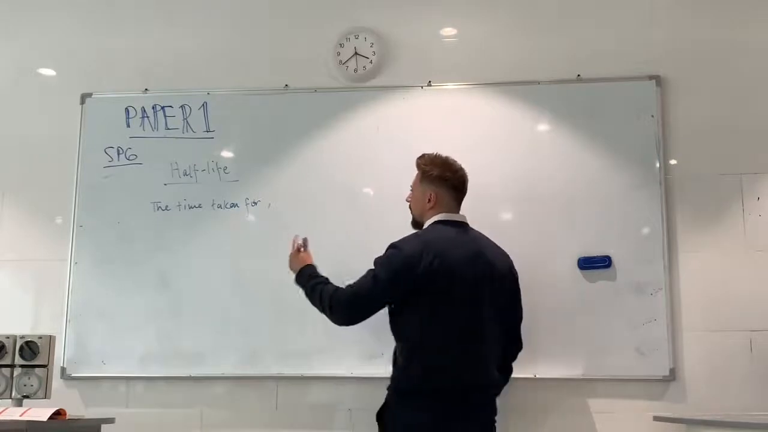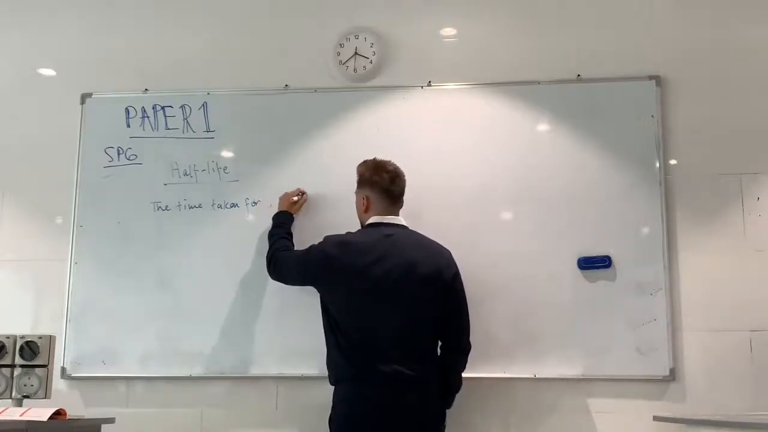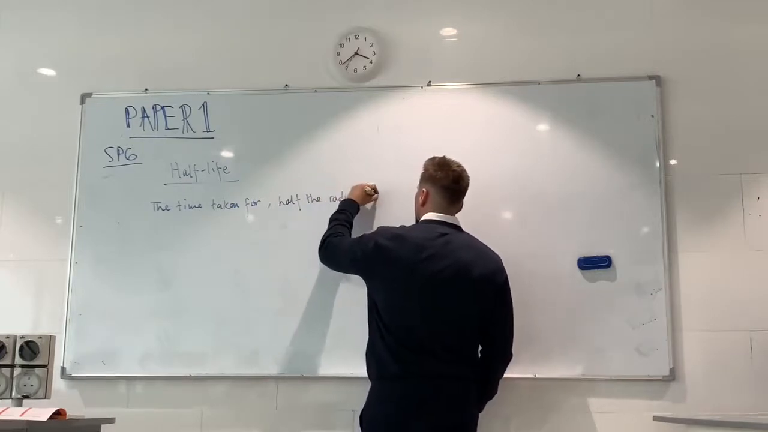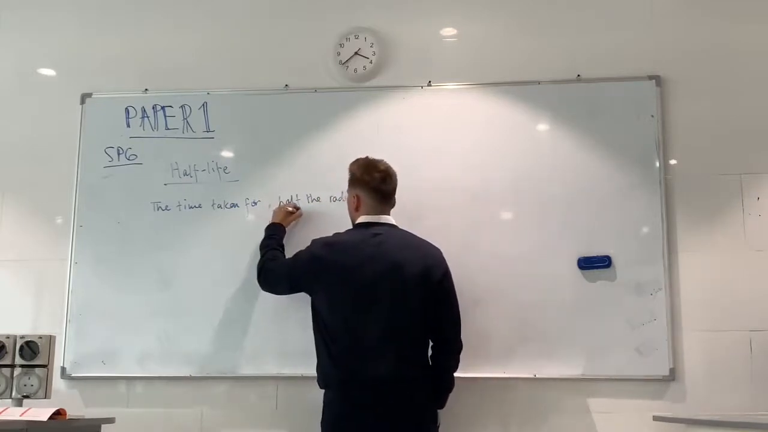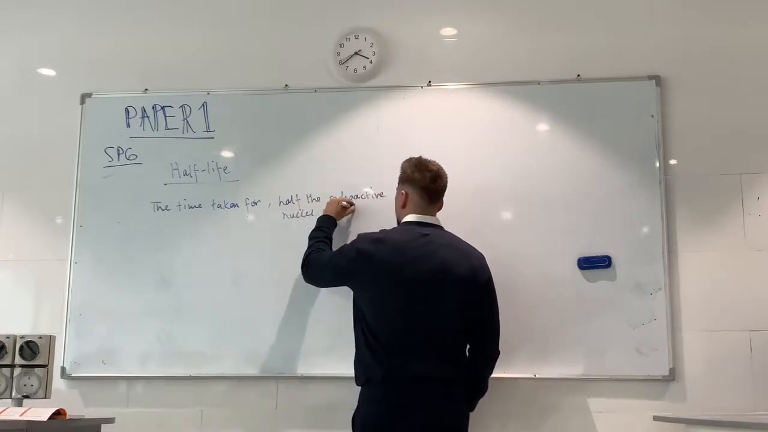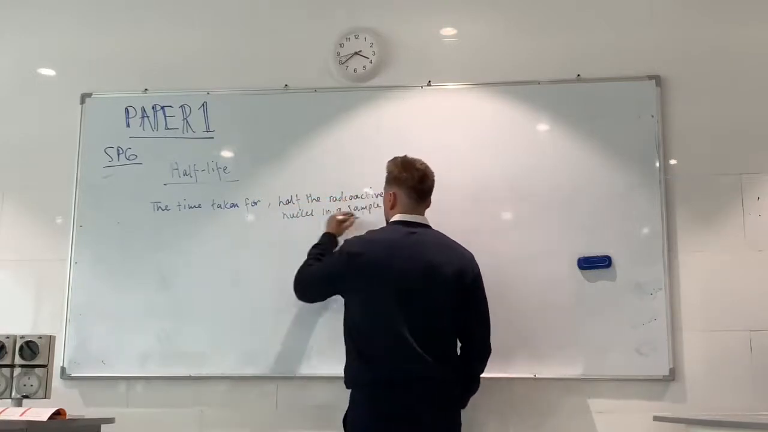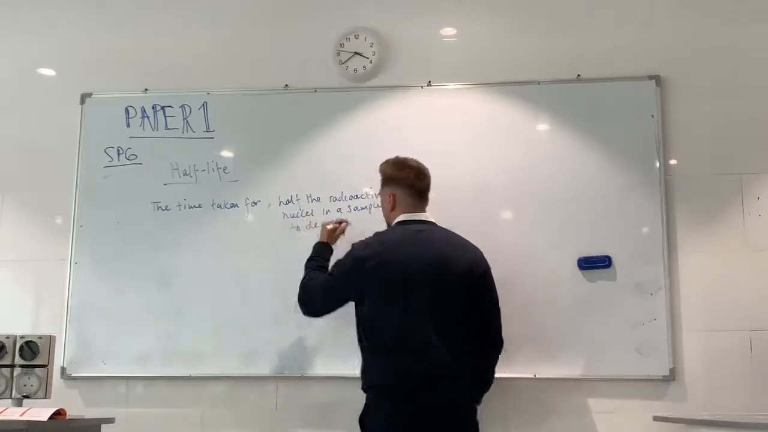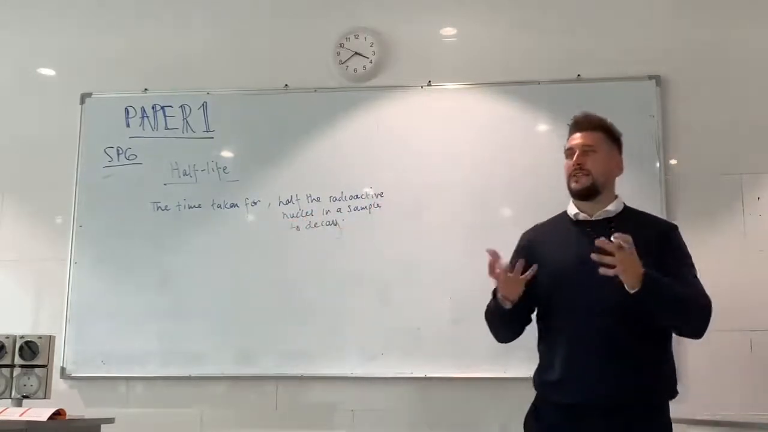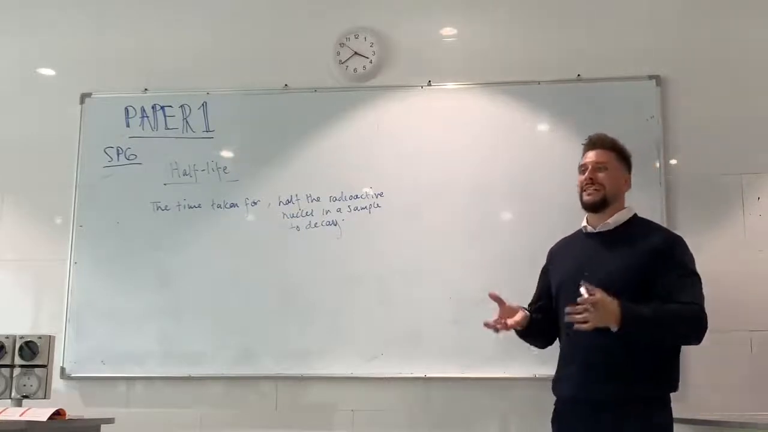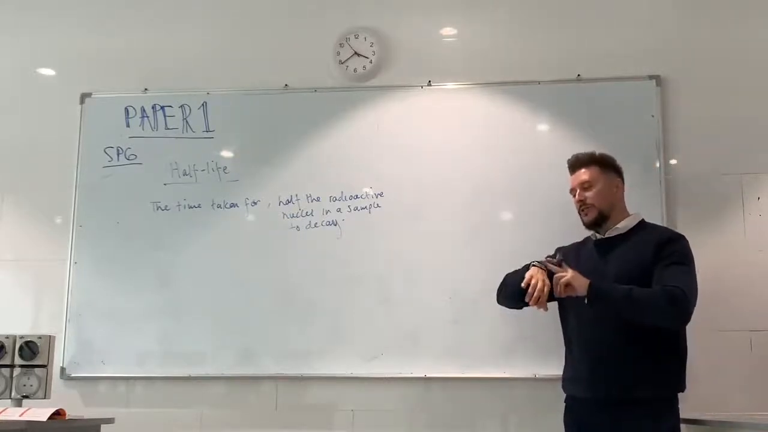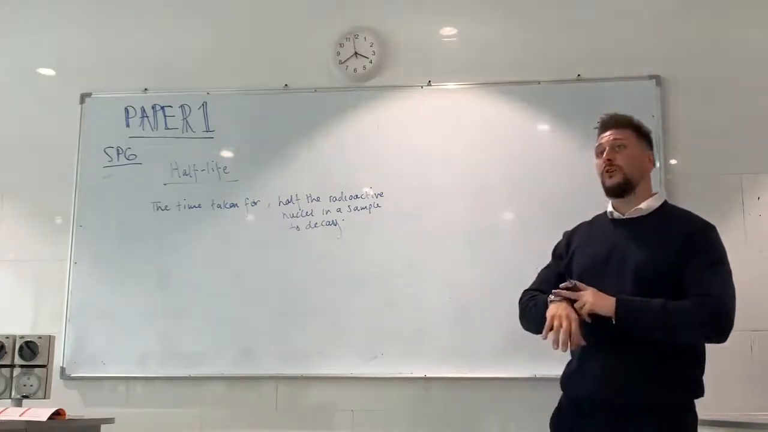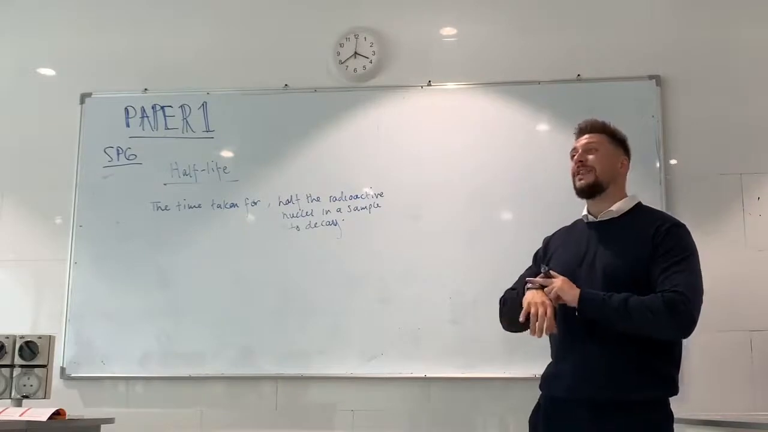Half-life could be the time taken for half the radioactive nuclei in a sample to decay. Okay? You have a radioactive sample, 200,000 atoms. How long does it take before that 200,000 atoms decays to only 100,000? Whatever that time is, that is your half-life.